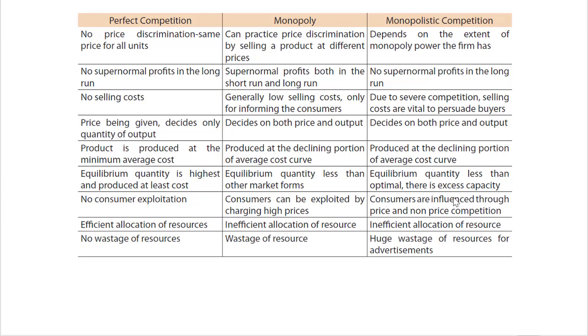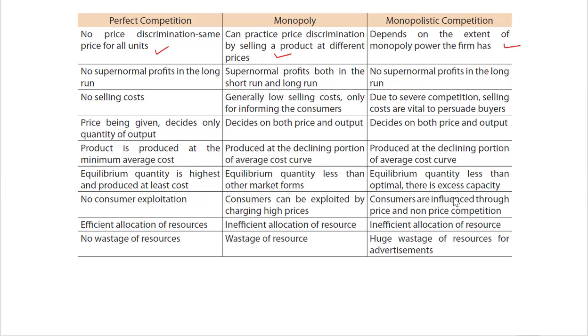In perfect competition, there is no price discrimination since the same price is there for all the units. In case of monopoly, the firm can practice price discrimination by selling the product at different prices. In monopolistic competition, the price depends upon the extent of monopoly power the firm has. If the firm has more monopoly power, price discrimination is possible, otherwise not.